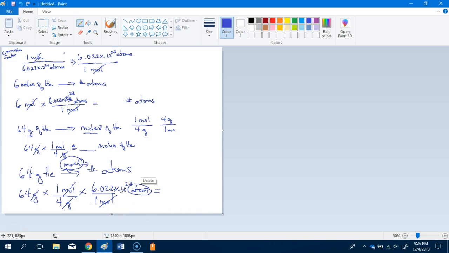So your conversion factors are going to be what convert from grams to moles to atoms and vice versa. You just want to make sure that you put the correct units opposite each other that you need to cancel out. So I hope that helps.